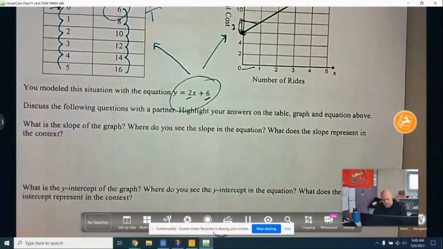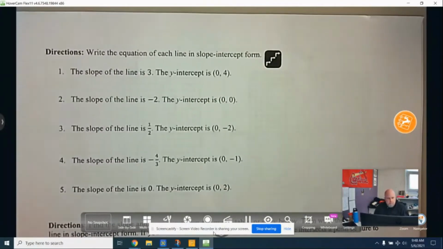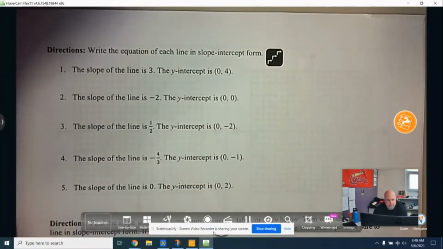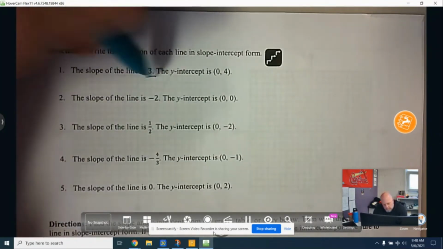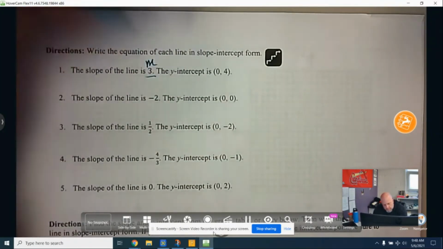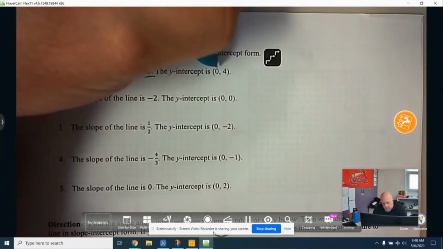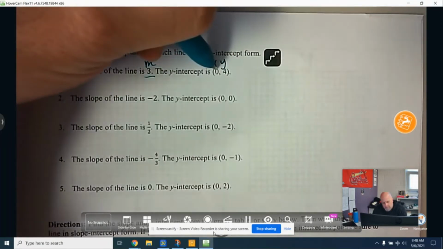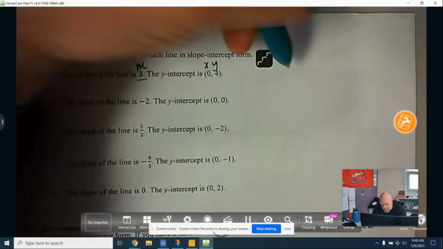All right, let's go ahead and turn the page then. And let's go to page 54. So page 54, you need to write the equation of each line in slope-intercept form. Okay, they give us the slope. They tell us right here, that's our slope. That is our m. They tell us the y-intercept. The y-intercept is at 0, 4. Again, the first value is your x. Your second is your y. And when x is 0, that means your y-intercept is that number that follows.